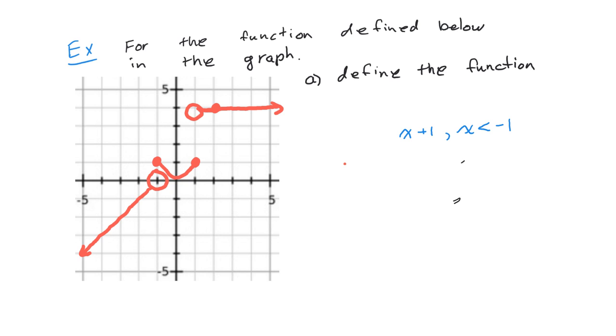So the next part, the middle part, is right here. That's actually a parabola, and you can determine that it looks like x squared. But here's the problem. Because of the filled-in dot we have here, we're going to say x is less than or equal to 1, but greater than or equal to -1. And that is what we have for x squared.